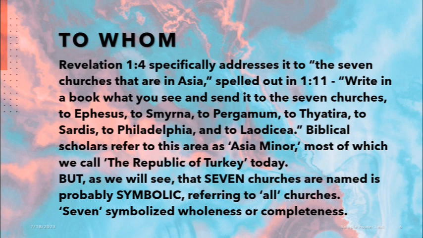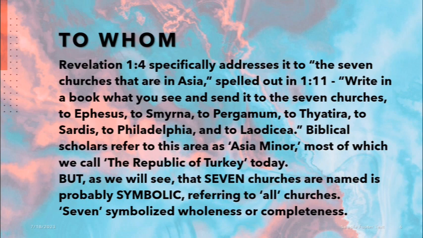So if we have a sense of who wrote it, we've probably got a better sense of to whom it was written, because Revelation 1 verse 4 specifically addresses it to the 7 churches that are in Asia, and they're spelled out for us in verse 11 of chapter 1. And you can read those 7 churches there. Biblical scholars refer to this area as Asia Minor, most of which we call the Republic of Turkey today.